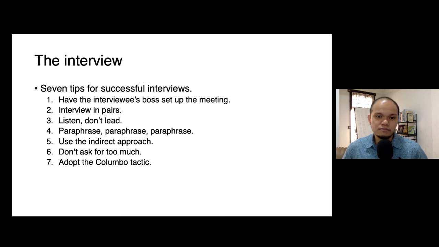The reason why you want the interviewee's boss to set up the meeting is that, in a way, it forces the handler of the interviewee to meet you, right? So if your boss tells you, okay, you have an interview, you have no choice. You have to go ahead and accommodate your boss, right? So sometimes you just talk to somebody above that person and let that person take care of managing or scheduling that interview for you.